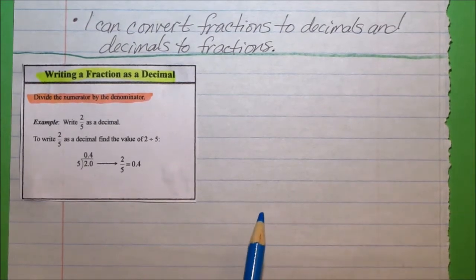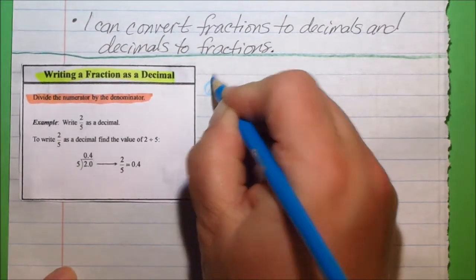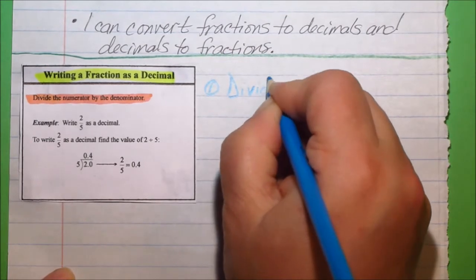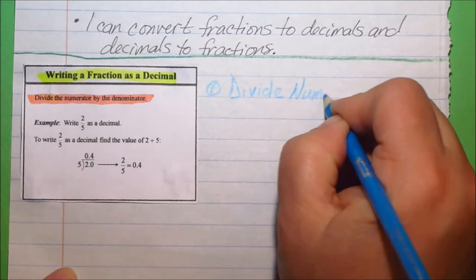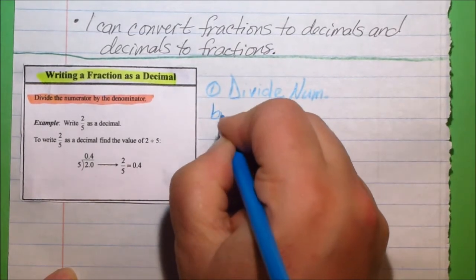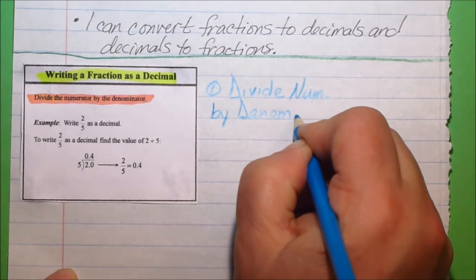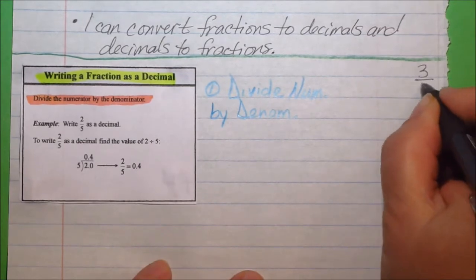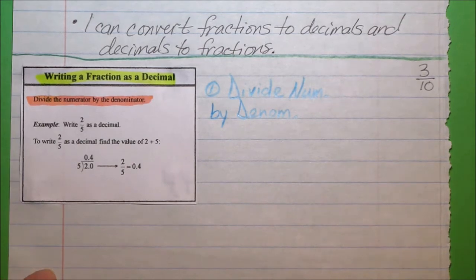All right, to write a fraction as a decimal, the first thing that we would do, step number 1, is divide the numerator, and I'm going to use some abbreviation here, by the denominator. All right, and let's say we're working with this fraction of 3/10. I'm going to put it up here in this corner.